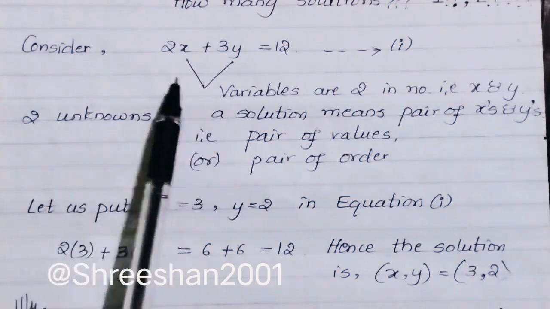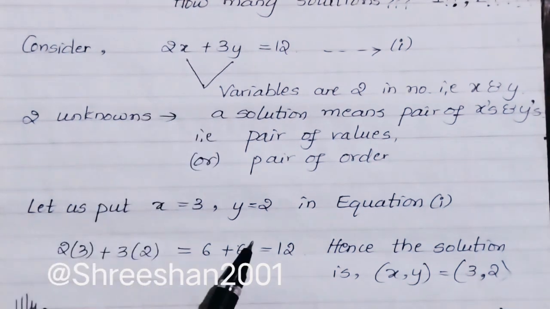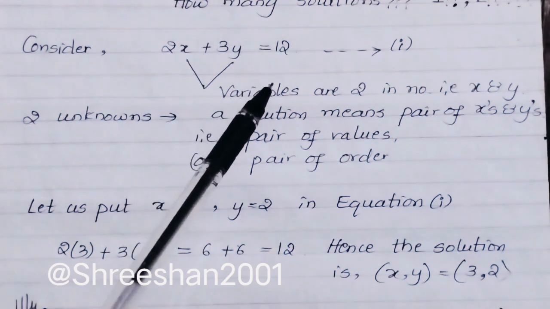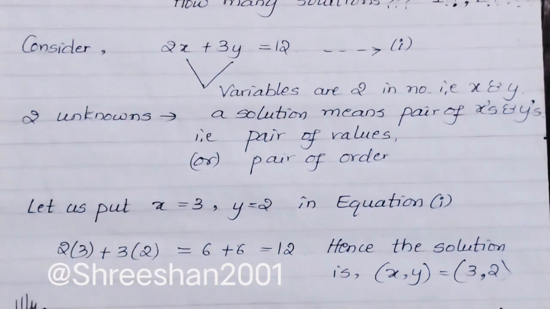So since the LHS is equal to 12, and the RHS is anyway 12, 12 is equal to 12 there. Hence the values we have chosen as x and y are the correct values, and we call them a solution of the equation. Now how do we write them? We write them in pairs within brackets as x comma y. So x comma y is nothing but x value is 3, y value is 2, whatever we have chosen here. So 3 comma 2 is the solution of this equation.